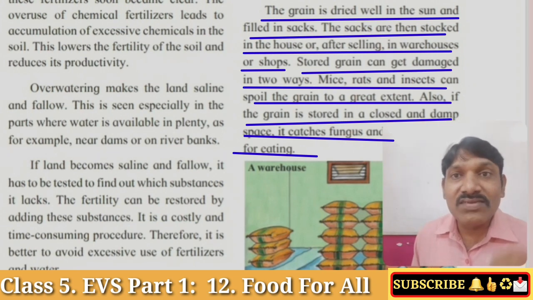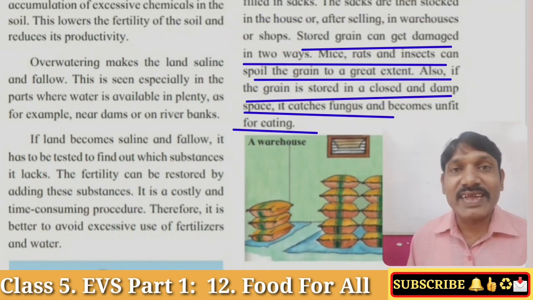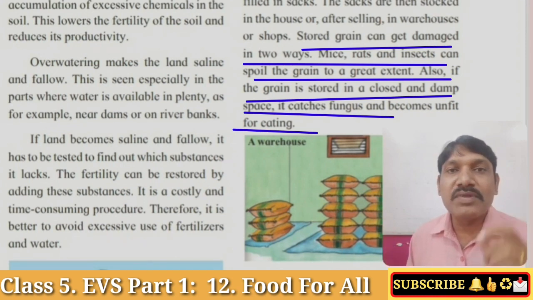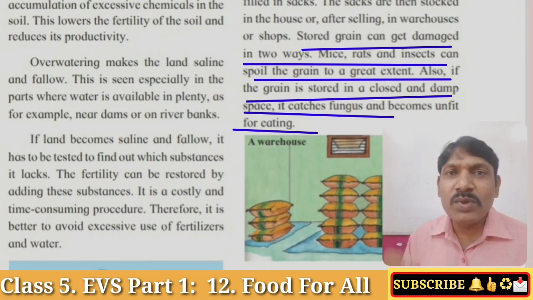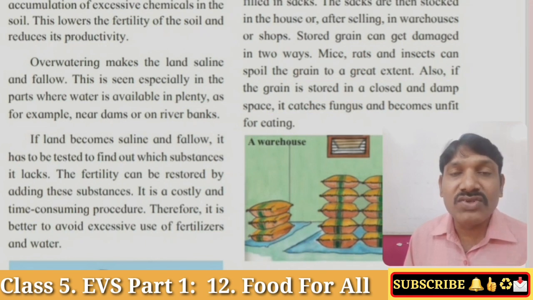Also, if the grain is stored in a closed and damp space, it catches fungus and becomes unfit for eating. Yes students, this is the second reason. If we store the grain in a closed or damp space, it catches fungus and becomes unfit for eating. What do you mean by damp, students? Damp means moisture. If we store the grain at a place where it has moisture, then it can easily become unfit for eating. Okay students, yes.